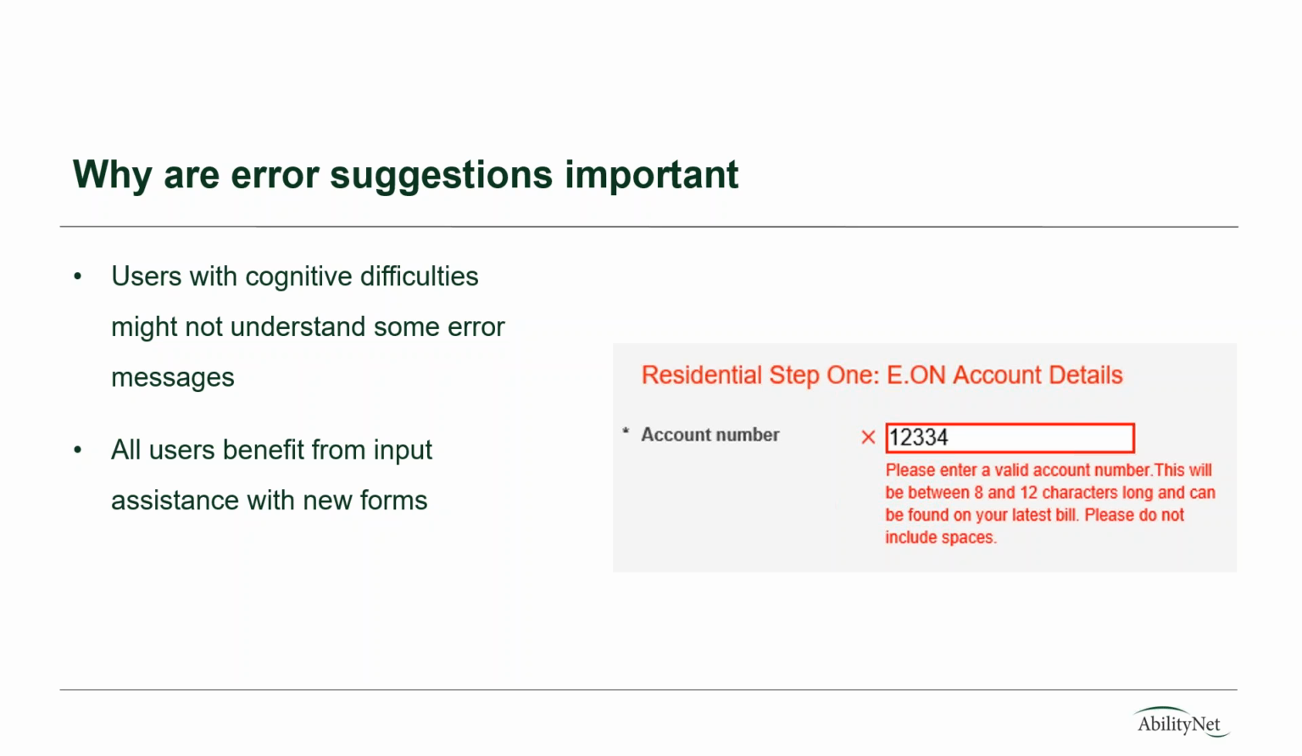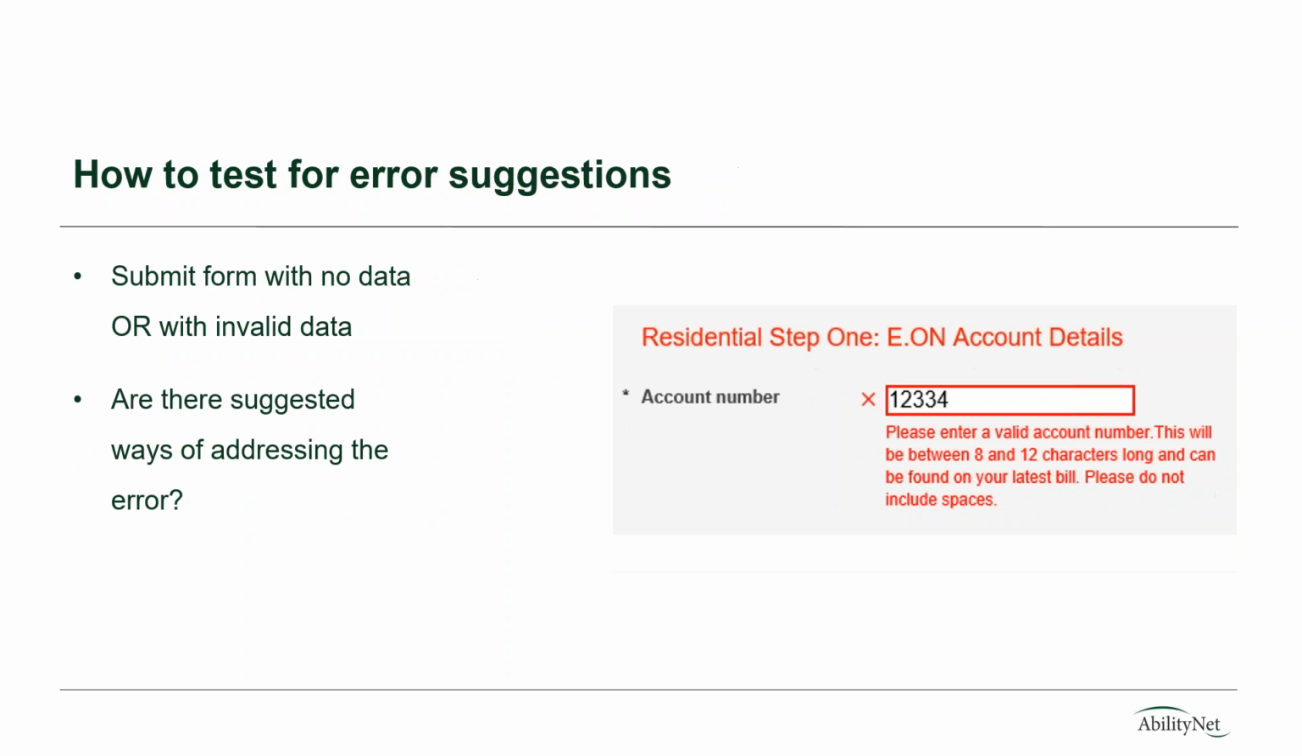So here's an example that I found on the E.ON website. This is part of the registration process, and submitting it with an incorrect account number, you get given a lengthy error message which tells me several things. The account number I used was incorrect. It gives me information about how long it should be, between 8 and 12 characters, and it even tells me where to find it on my latest bill. It also mentions do not include spaces. I didn't include spaces that time, but I guess that's a useful thing to include, as that might be detected as part of the validation routine.